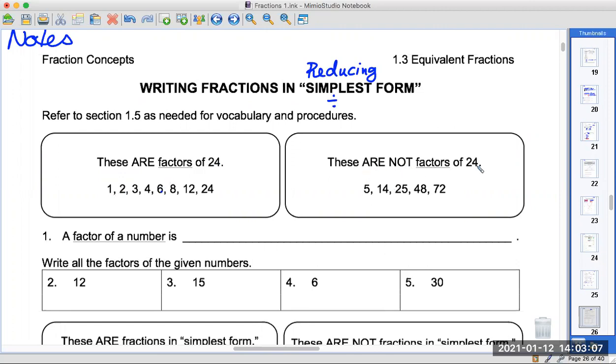Okay, these are not factors of 24. 5 does not go into 24. If you divide 24 by 5, you're going to have a remainder, right? So when you have a remainder, it's not a factor. Same with 14. None of these will have remainders when you divide. Okay, when it's no remainder, it's a factor. And a factor of a number is a divisor, dividing, of that number.